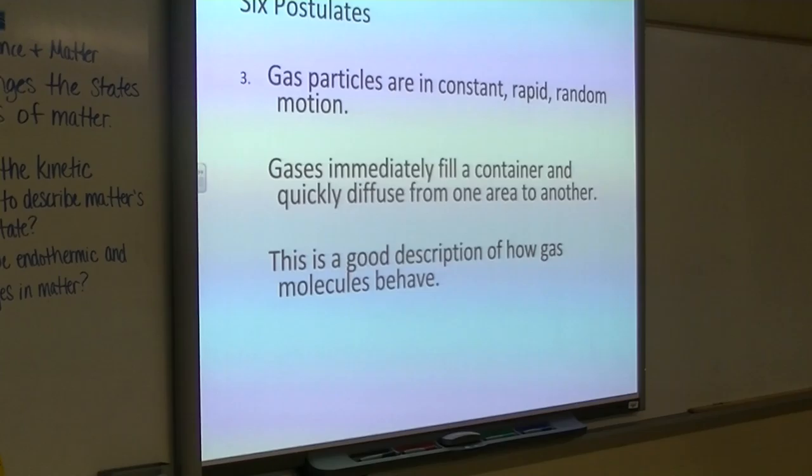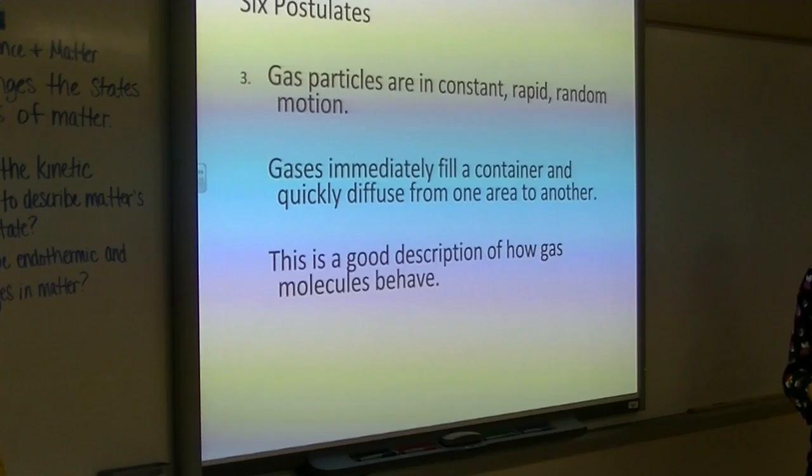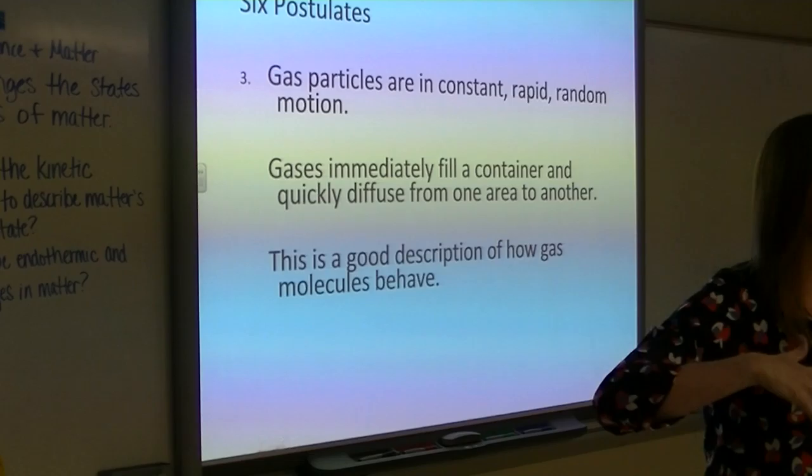Okay, number three, gas particles are in constant, rapid, random motion. Gases will fill a container very quickly or diffuse from one to another. This is a good description of how gas molecules behave. So they're in constant motion all around, and they will move from one area to another if there isn't any of that gas in a certain area.